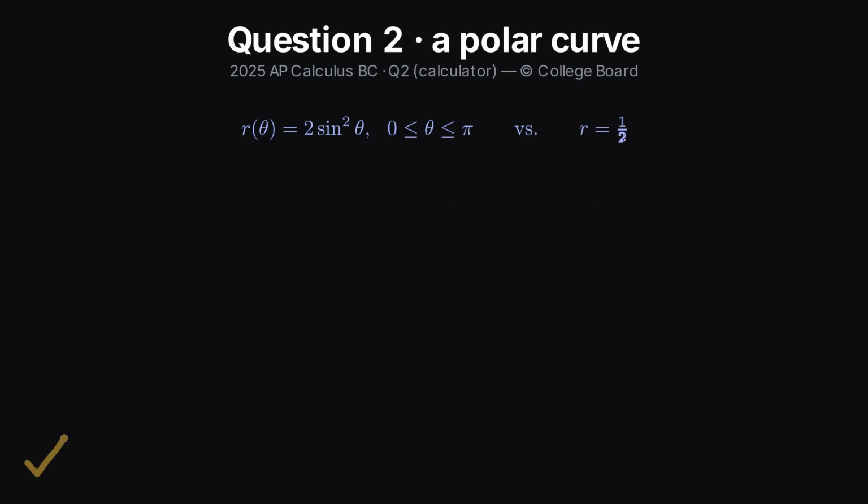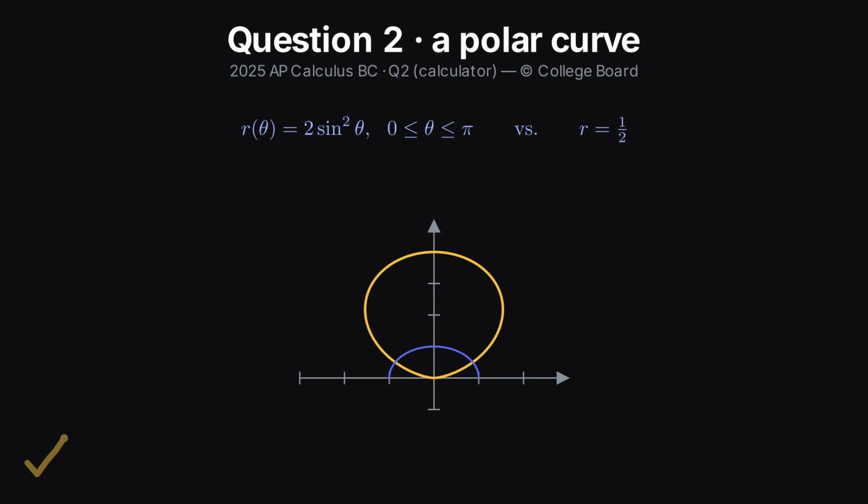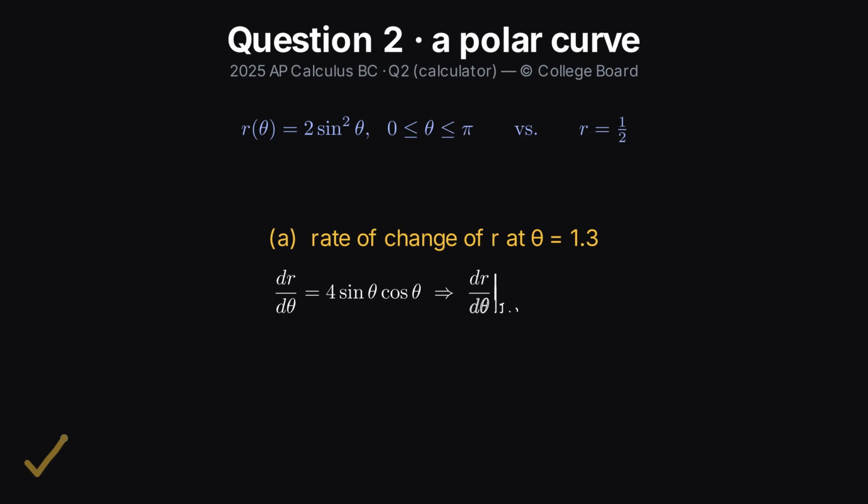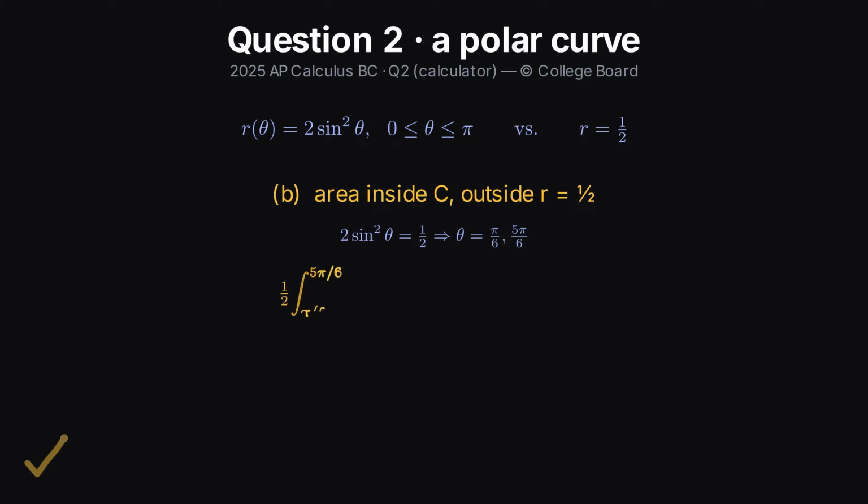Question 2. A polar curve r equals 2 sine squared theta from 0 to pi alongside the circle r equals 1/2. Part A. The rate of change of r with respect to theta at theta equals 1.3 is about 1.031. Part B. The curves meet where 2 sine squared theta equals 1/2 at pi over 6 and 5 pi over 6. The area inside C but outside the circle is 1/2 the integral of the difference of squares, about 2.067.